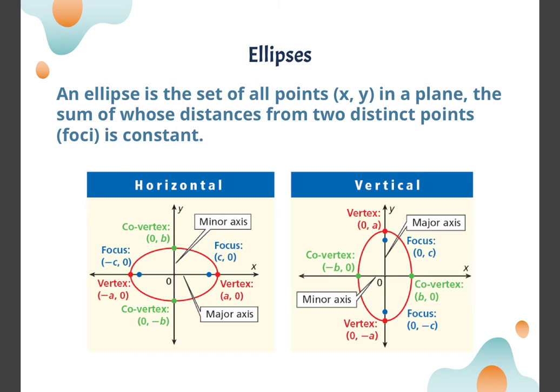An ellipse is the set of all points in a plane, the sum of whose distance from two distinct points, which are called the foci, is constant. So these are ovals. There's two different kinds: a horizontal oval and a vertical oval. Horizontal means it's wider than it is tall. Vertical means it's taller than it is wide.